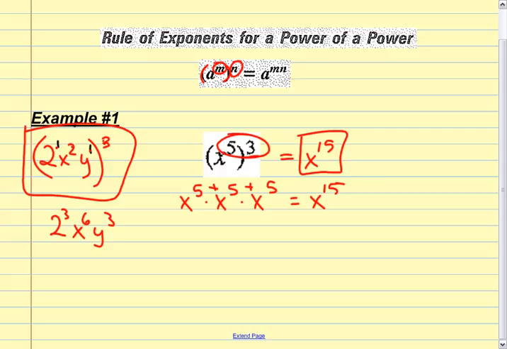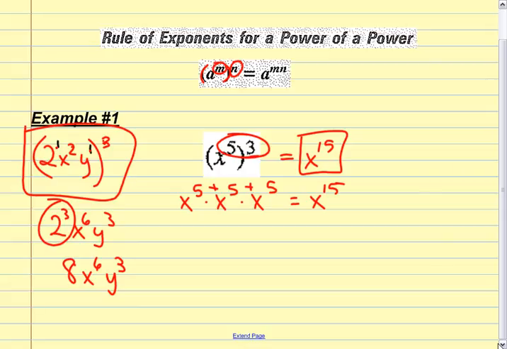Okay? Now, Clay, can I simplify this bit? Do I know what that is? Yes, please. What is that? That would be 16. Nope, not 16. Oh, 8, right. 8x to the 6th y cubed. Done. Okay? That's it. That's all it's telling us today.